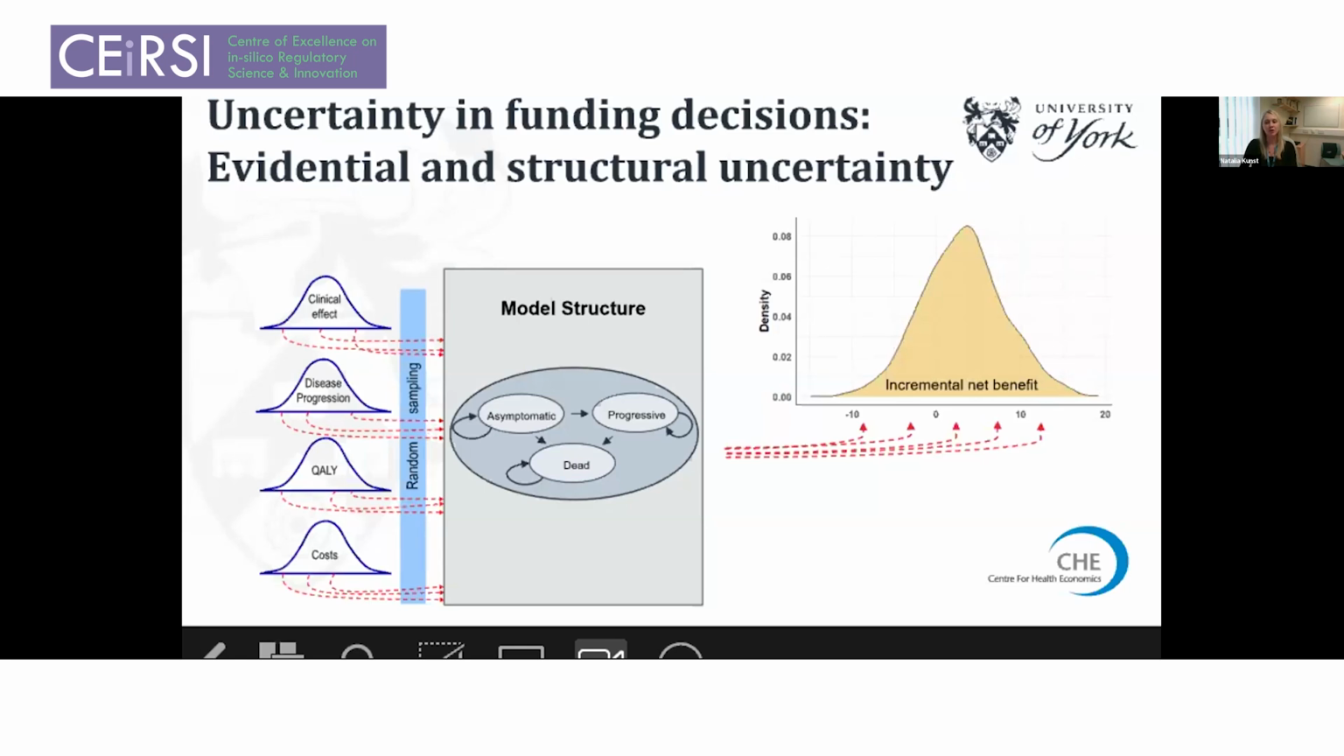However, when we use a model to guide funding bodies in their choices, we need to also think about the structural uncertainty. When we develop a model, we aim to reflect the clinical practice. However, sometimes we may be unsure what assumption reflects best the clinical practice, because the evidence may support several scenarios as plausible. In this situation, it is important to examine the implications of different possible assumptions on model results.